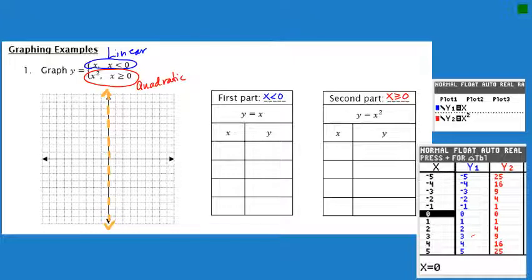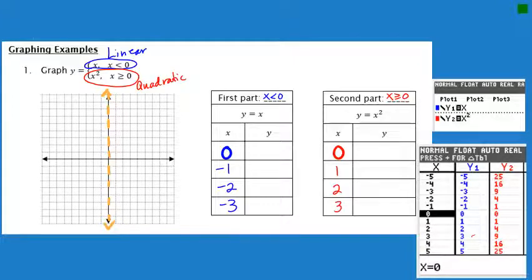The only thing you're going to need to know how to do in your head before you get started is what number to start on each of your tables and whether your number should be going up or down. Your boundary line is always where you're going to start. So 0 is going to start your first table, and then 0 will also start your second table. From here, because our first part of the graph is less than 0, I want my x values to go down in value. And for the second part, since my x values are going above 0, I want to go in the positive direction.